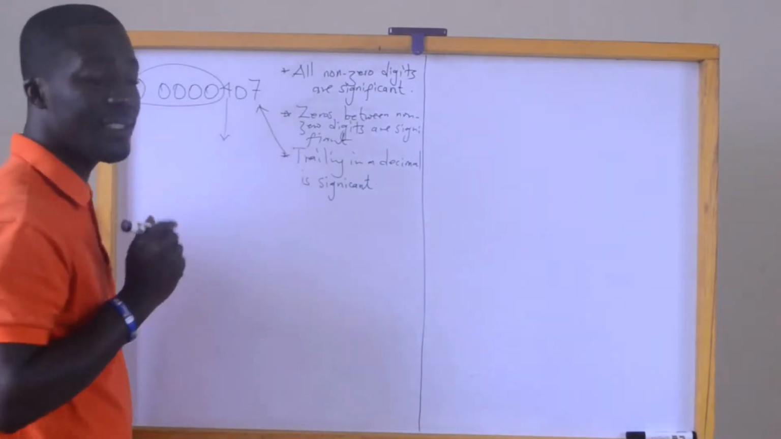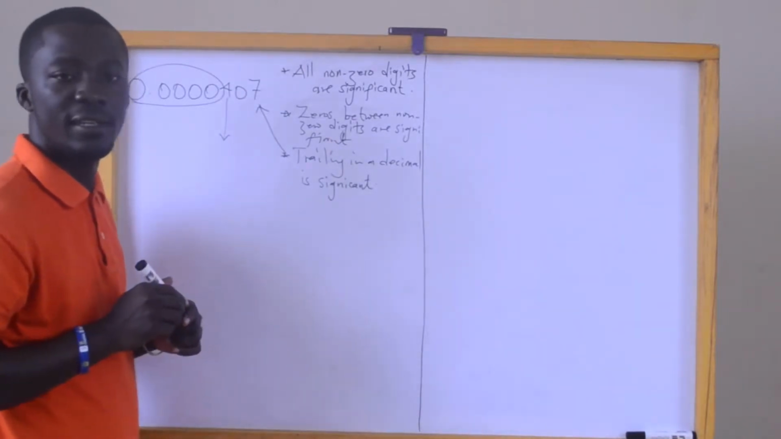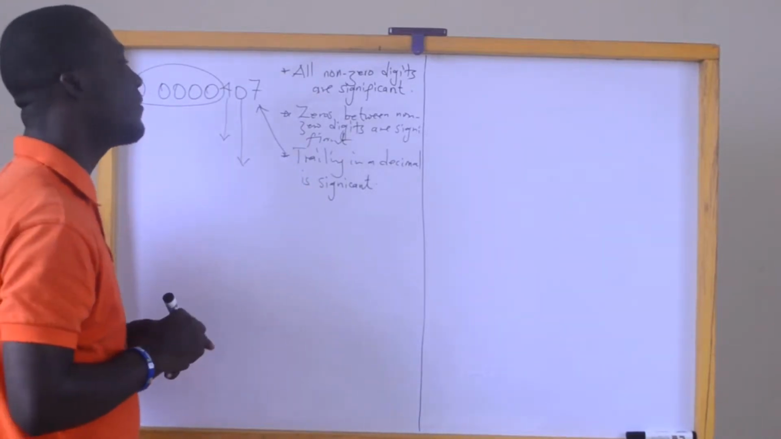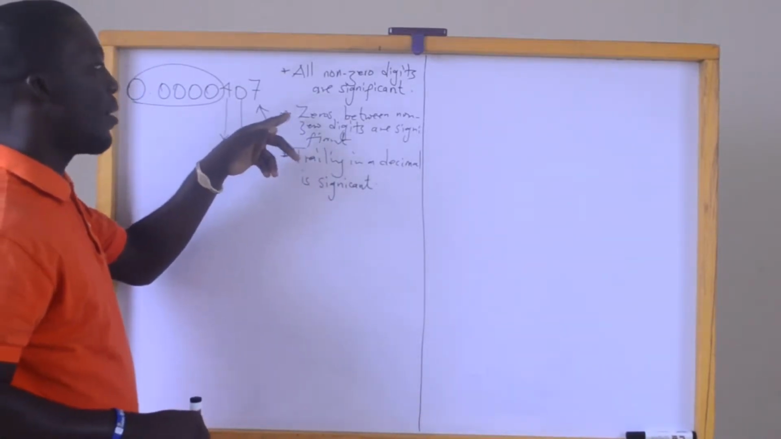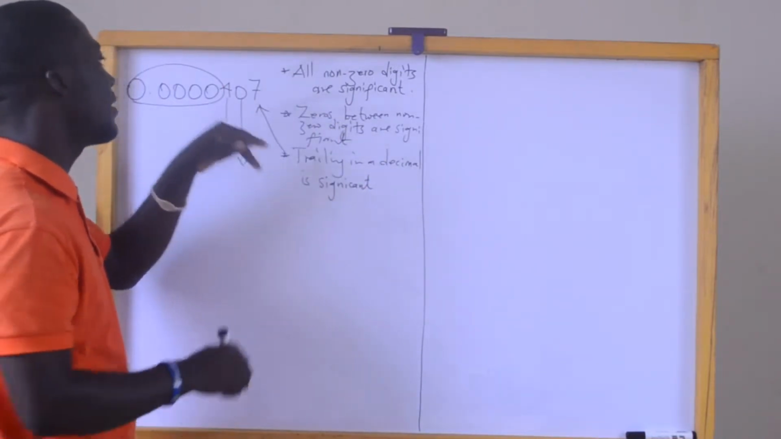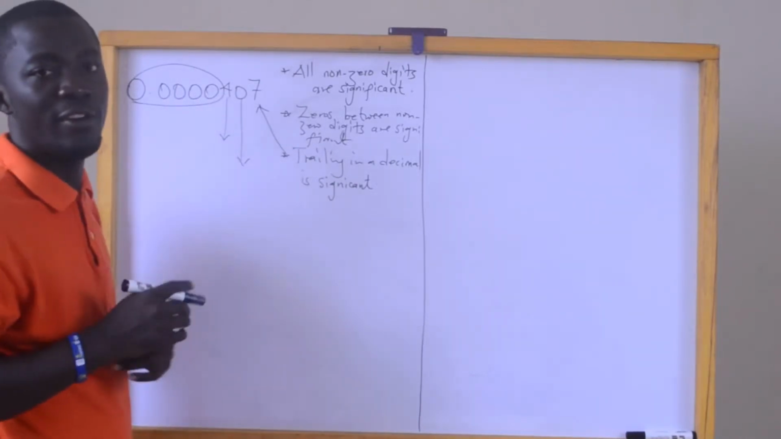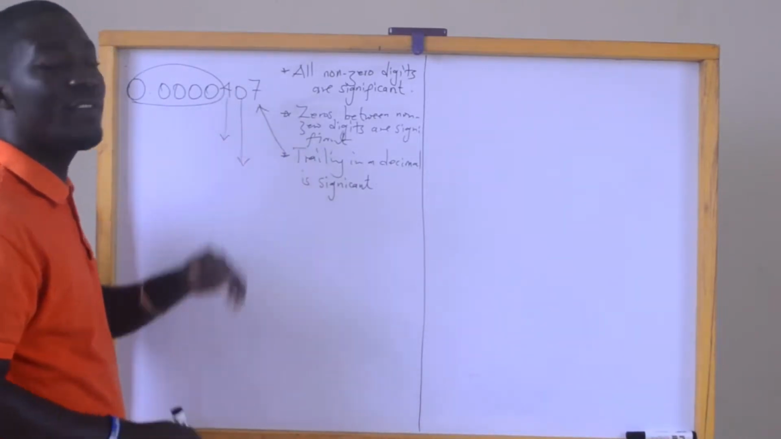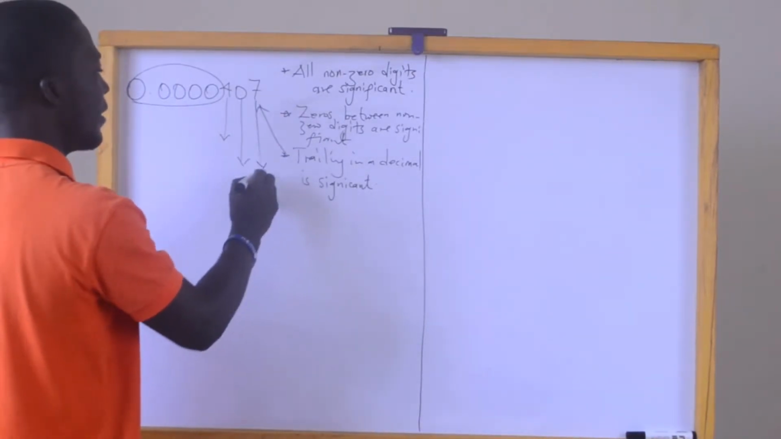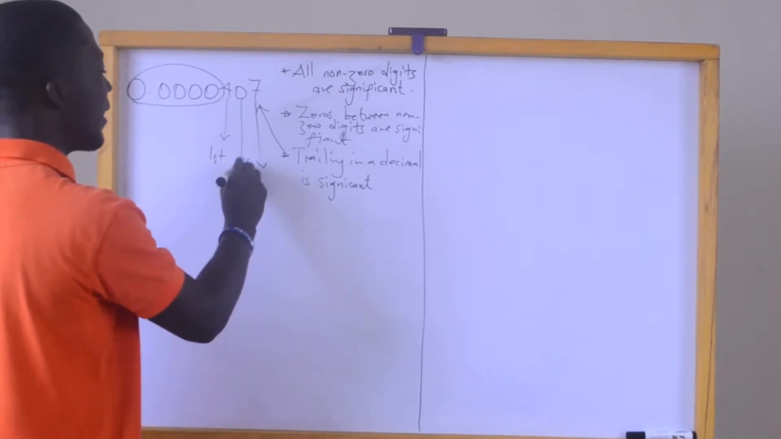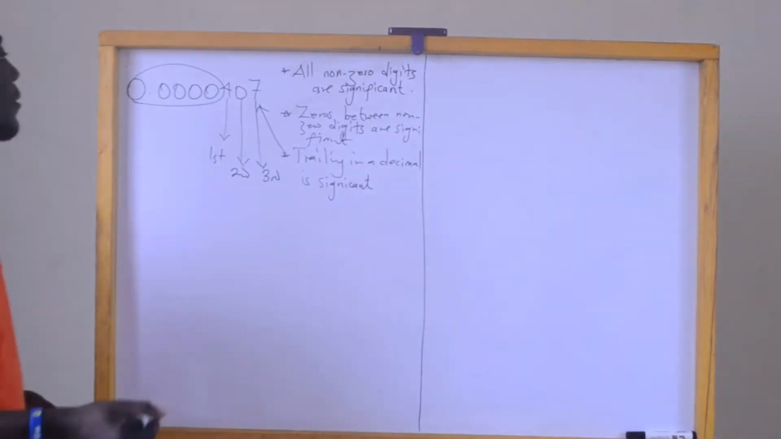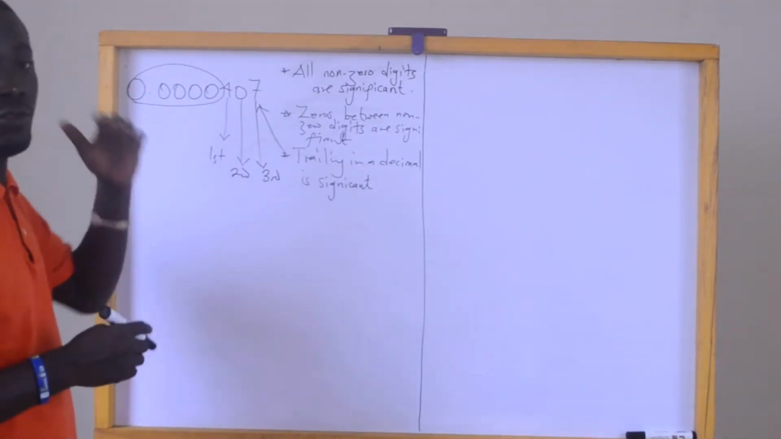4 is our first significant number. 0 is the second significant number because our rule number 2 says that zeros between non-zero digits are significant, and 4 is a non-zero digit. Likewise, 7 is also a non-zero digit, and 7 is our third significant figure. So we are to convert these to two significant figures.